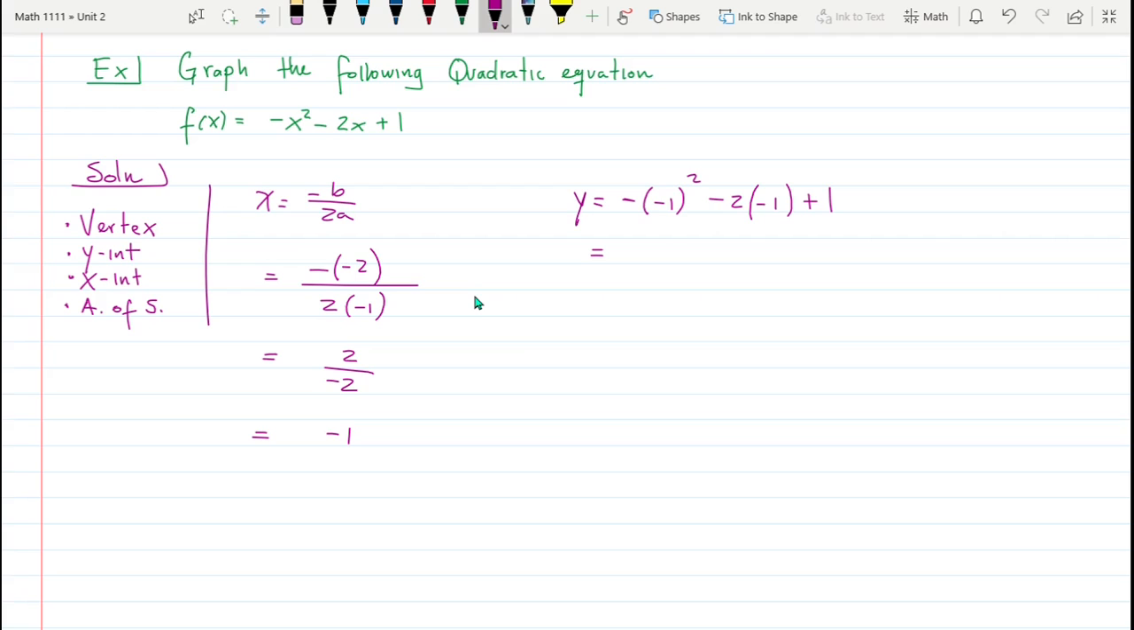Now we plug it in and we figure out what is the y value that goes with it. So negative of negative 1 squared minus 2 times negative 1 plus 1. We get negative 1, because negative 1 squared is positive 1, times that negative 1. Negative 2 times negative 1 is plus 2, plus 1. You could say negative 1 plus 2 is 1, plus 1 is 2, or that negative 1 cancels with that positive 1, and you're left with 2. So we found the vertex to be negative 1, comma 2.